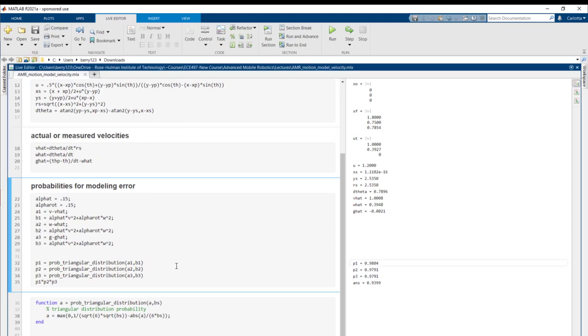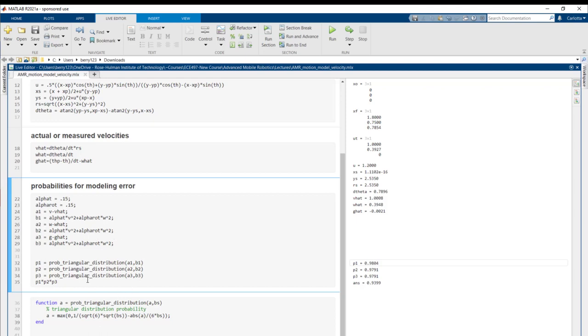And finally, we have our section for the probabilities for our modeling error. And remember that alpha is 0.15, and so we're going to have v minus v hat, omega minus omega hat, and gamma minus gamma hat, which is going to represent our mean values for our probabilities. And our standard deviations are going to be alpha times v squared plus alpha times omega squared for b1, alpha times v squared plus alpha times omega squared for b2 and b3 as well.